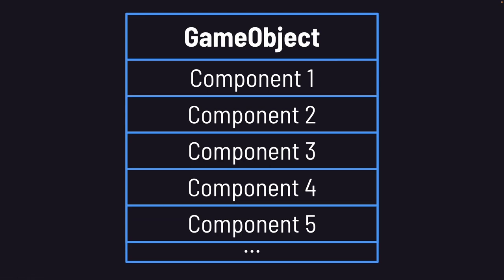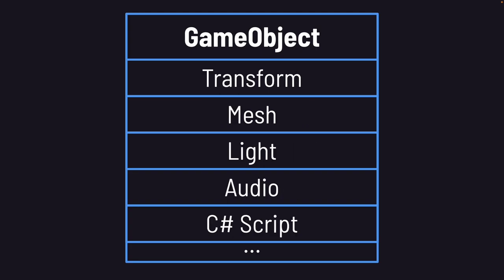A game object consists of components. Those components add functionality to the game objects, because otherwise all objects would be the same. One of those components is transform. Transform gives a game object its position, rotation, and scale in the world. Every game object must have a transform component.